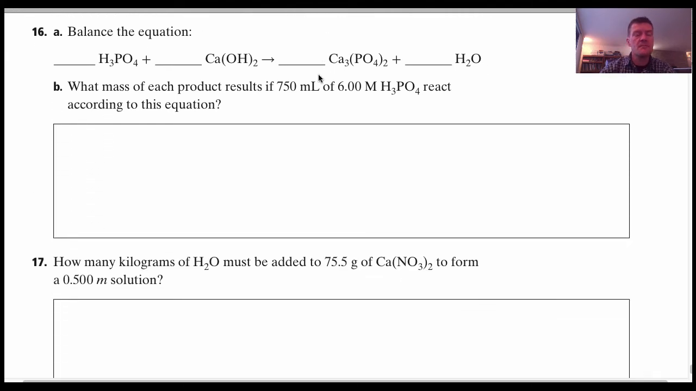All right, 16. This says balanced equation. Why do we balance equations? Because we have to know the ratio in which the reactants and products are going to react in any reaction. Okay? So let's see if we can balance this correctly here.